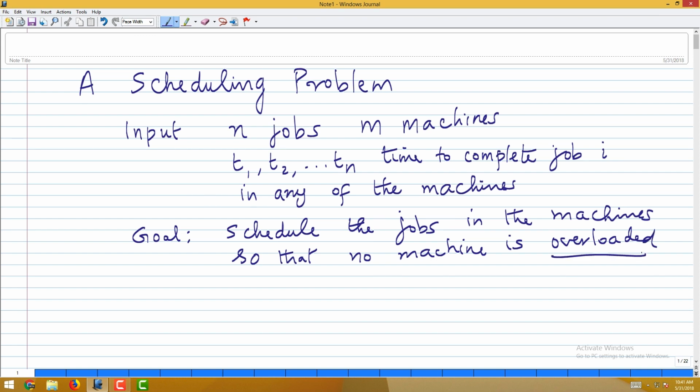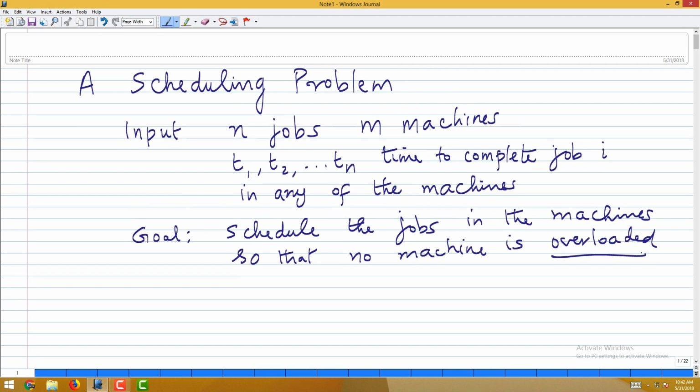So, what does that mean? What is the quantity we are trying to minimize? The total time some machine takes, right. So, you are going to assign these n tasks to the m machines and look at any of the machines and the overall time it is spending, that maximum time which we want to minimize. Okay.